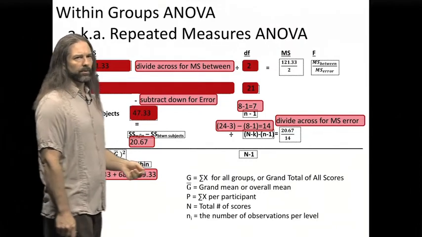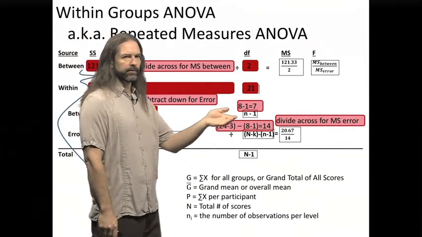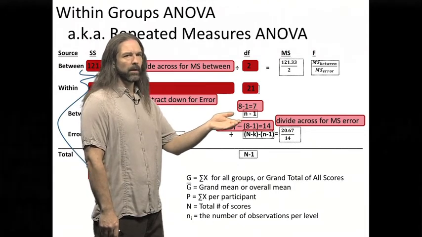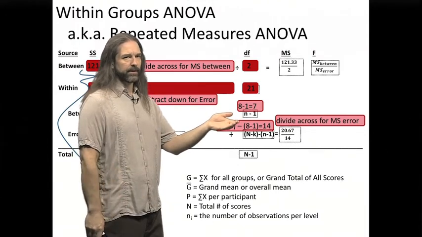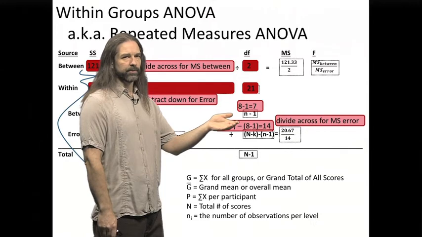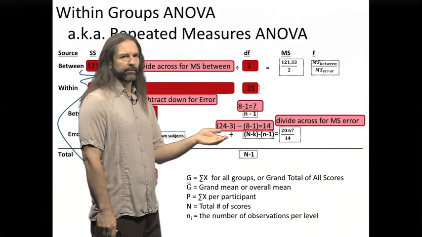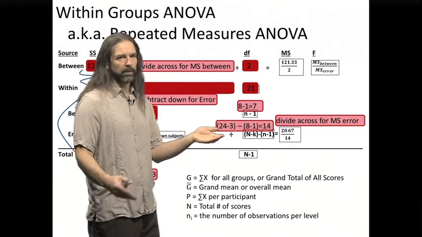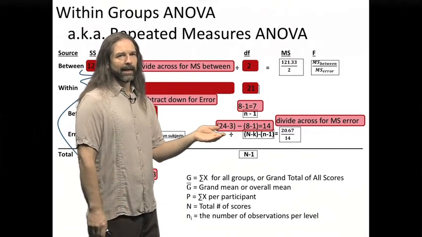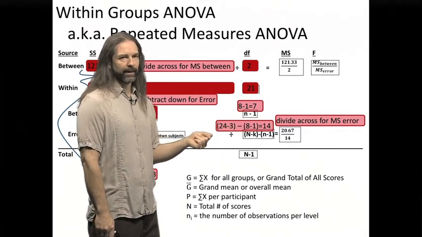So as before, the rest of the table is not too terribly difficult to fill out. I have little n minus 1. So in this case, we had 8 observations per level of the independent variable, so that's going to be 7. Then down here, it's basically just a rehash of the other formula. So 24 minus 3 minus 8 minus 1 is going to give us 14 for that value there.